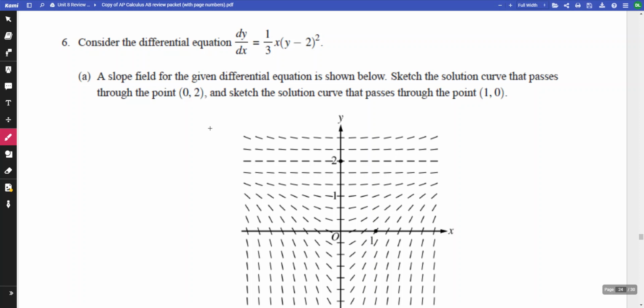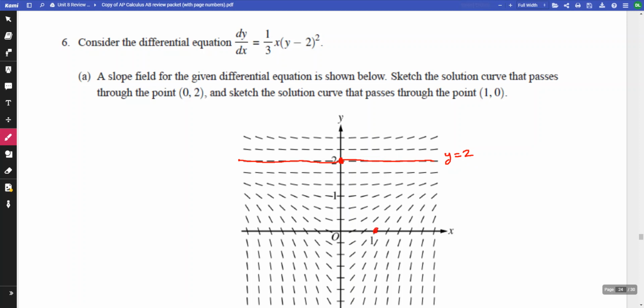Okay, so we've got another FRQ here, this time dealing with differential equations. The first part of this question asks us about a slope field and to sketch the solution curve that passes through the point. The first one is through the point (0, 2). If we look at our slope field through that point, we seem to just have a horizontal line, right? So y equals 2 will be a solution, and of course, if y equals 2, the slope is always 0, so that works.